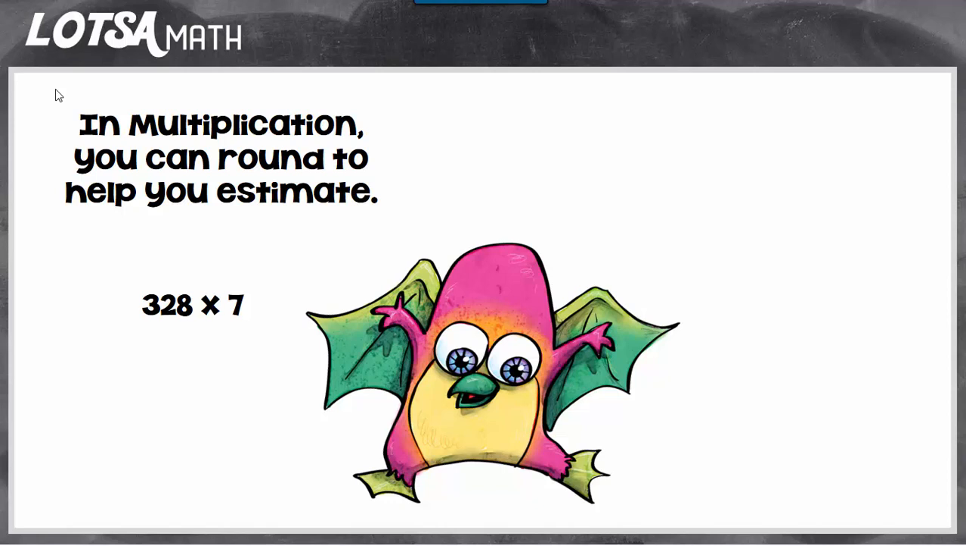In multiplication, you can just round to help you estimate. So if you had 328 times 7, you could round that to 300 times 7. And then in your head, you can think 3 times 7 is 21 with 2 zeros, so the answer would be 2,100.